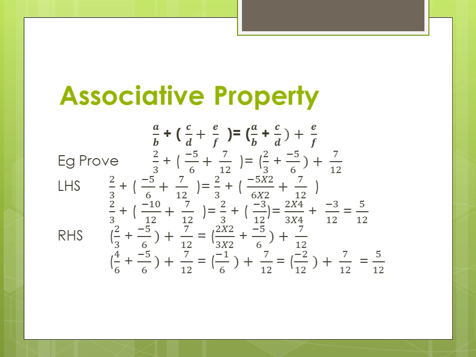Let us look at the right hand side now. We solve the first two terms, 2 by 3 and minus 5 by 6. LCM is 6, so we multiply and divide by 2 to make it 6. So we get 4 by 6, then 4 minus 5 will give us minus 1 by 6. Then we add 7 by 12. Here LCM is 12, so we multiply and divide by 2 to get minus 2 by 12. Now minus 2 plus 7 will give us 5 by 12. So in this example, this is the left hand side, this is the right hand side, both are the same. Hence associative property is also verified for addition.